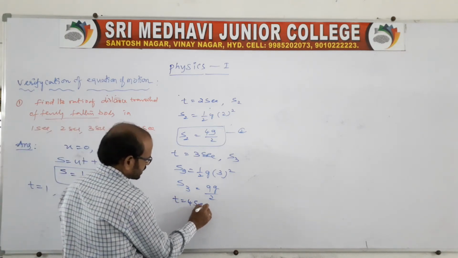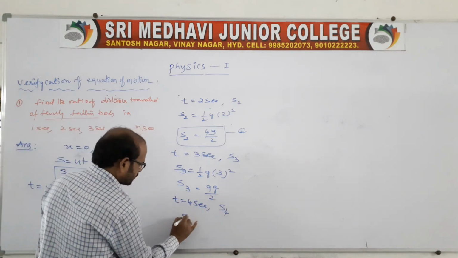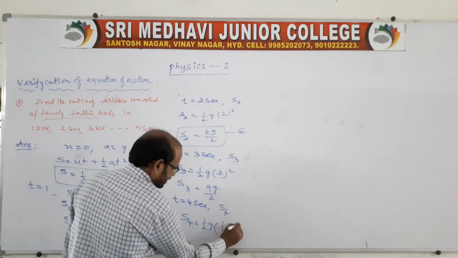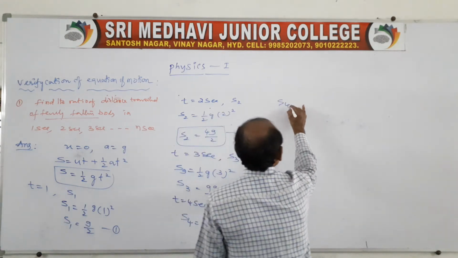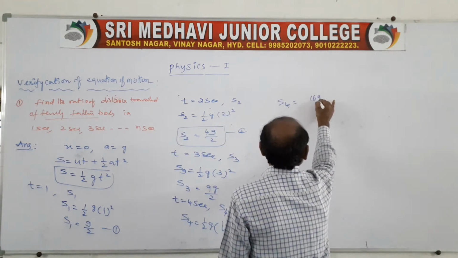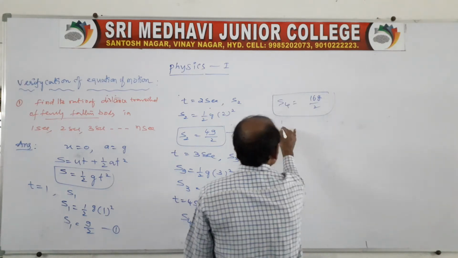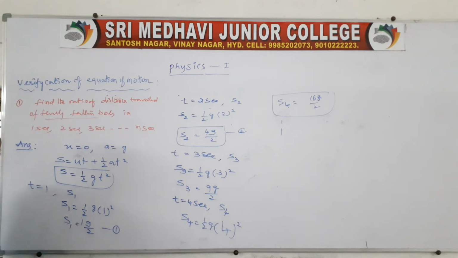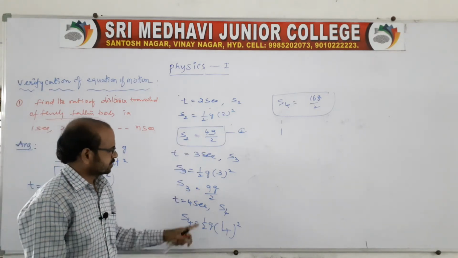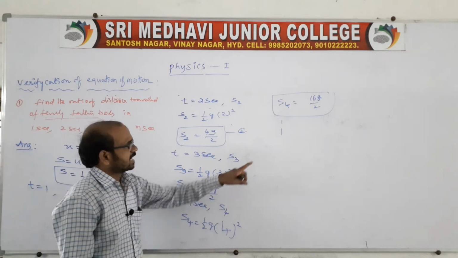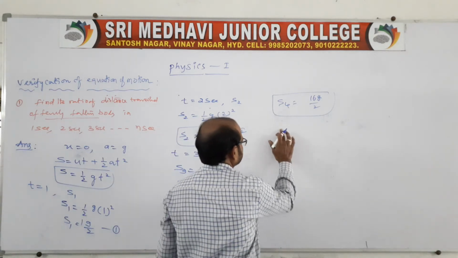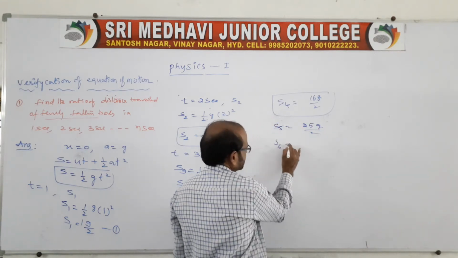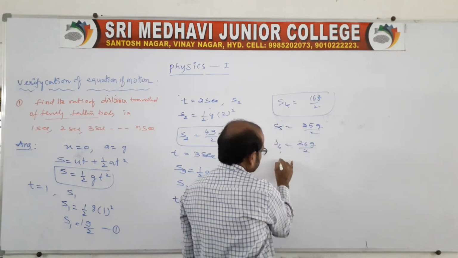And you go for the fourth second, that is t equal to 4 seconds. Then S4 is equal to 1 by 2 g into 4 whole square, right? Therefore, S4 is equal to 16g by 2. So like this we'll get: for the first second it is 1 into g by 2, for the second 4g by 2, third second 9g by 2, and fourth second 16g by 2. Suppose I go for the fifth second, I'll get 25g by 2, and for the sixth second 36g by 2, and so on.